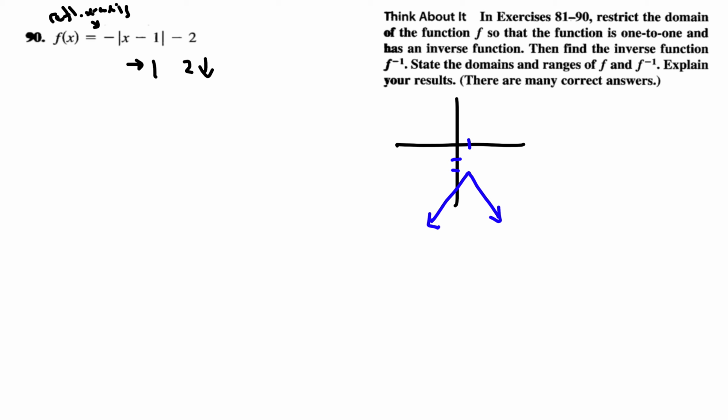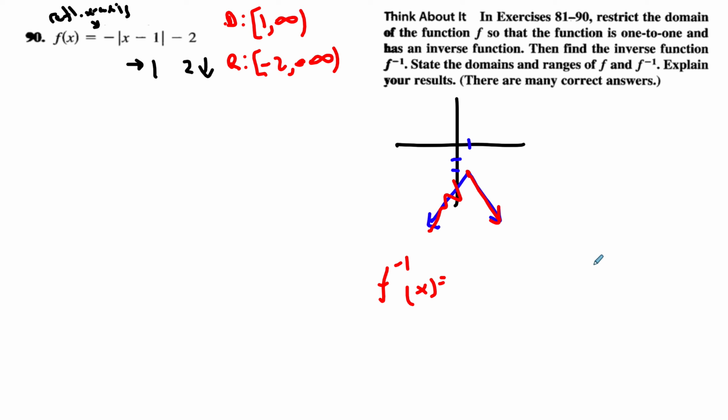Now, that is obviously not 1 to 1. It fails the horizontal line test. So let's be positive again, and we'll look from here. So we're just going to invert that portion and ignore this. So what does that mean? Our domain is going to be from 1 on, including 1. Why not, right? Which means our range is going to be from what? Well, that point is negative 2 and down, so it's going to be from negative 2 to negative infinity.